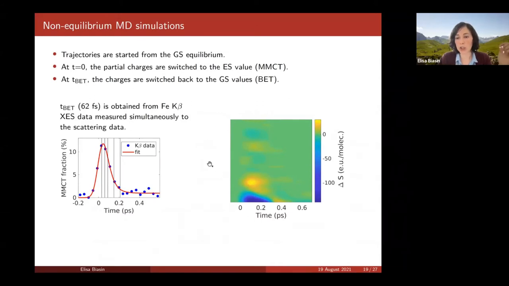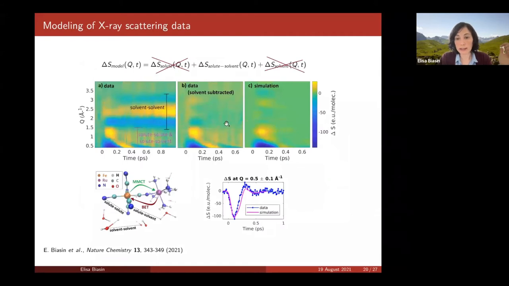And at the end, we got this as a final result, which you can see side by side with the data. It can describe quite well, both in scattering vector and in time, the main features that you observe in the data, reproducing these low Q oscillations.